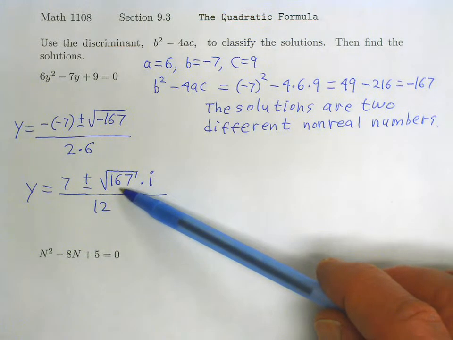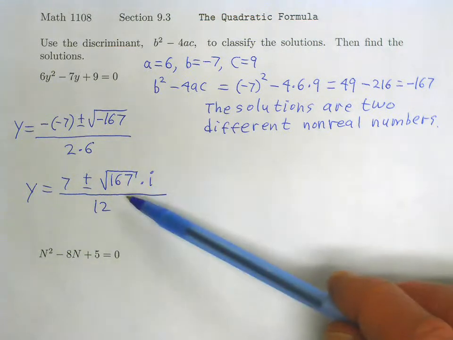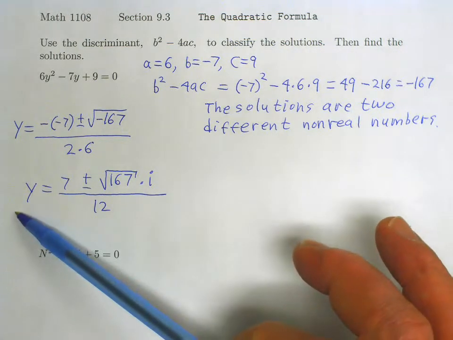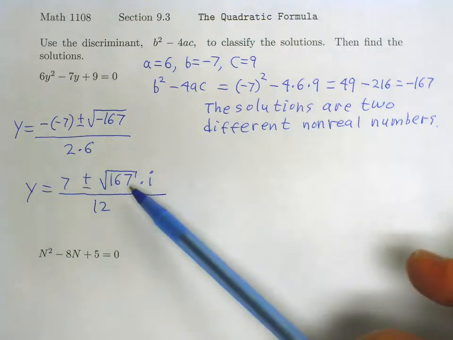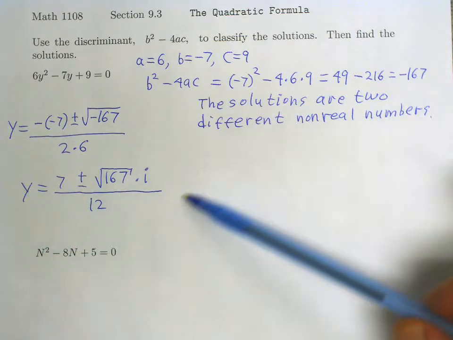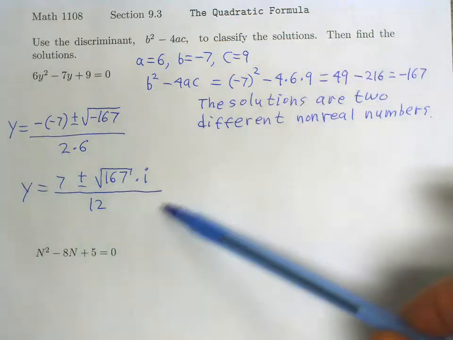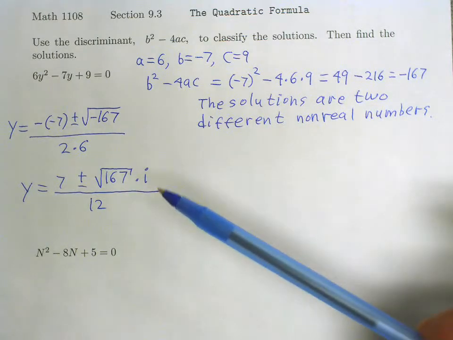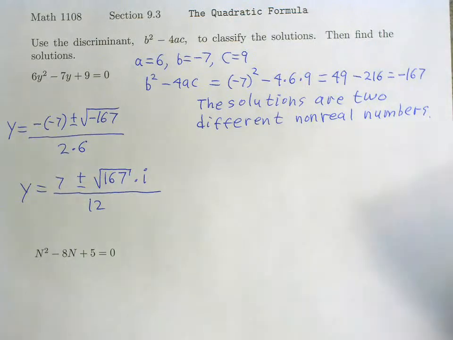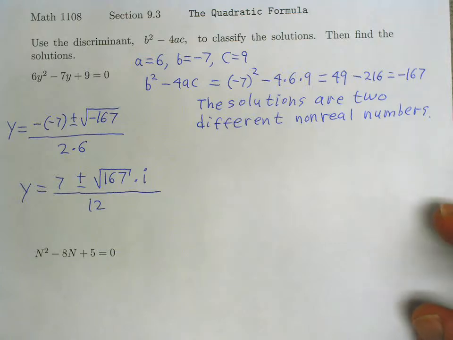Okay, I don't think the square root of 167 can be simplified any further. And even if it could be simplified further, if you write this on a quiz or a test paper, that would be satisfactory in this case, because it's not obvious how to simplify that square root if it can be simplified at all. I don't think it can be.